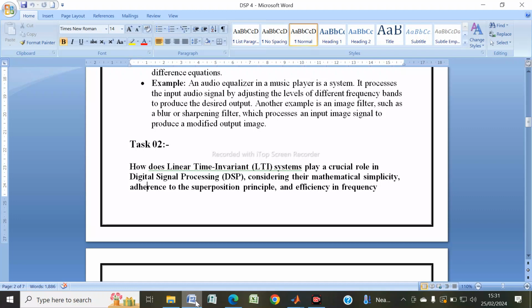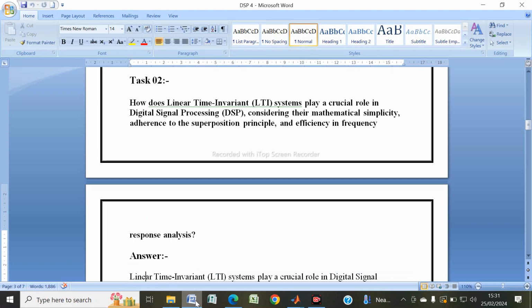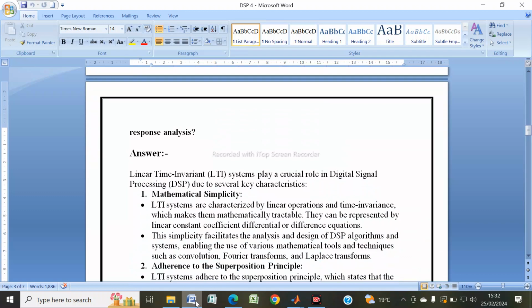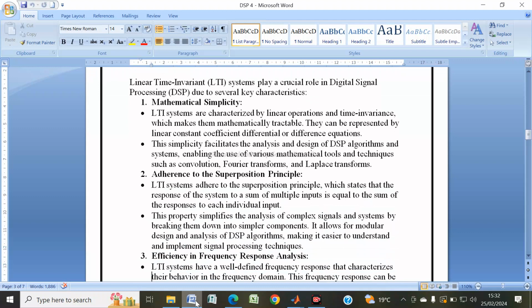Now we will move to task 2, in which we have to test the role of linear time invariant systems in digital signal processing, by using their mathematical simplicity, adherence to the superposition principle, and efficiency in frequency response analysis. With mathematical simplicity, LTI systems are characterized as linear operations and time invariant, which makes them mathematically tractable. They can be represented by linear constant coefficient difference equations.